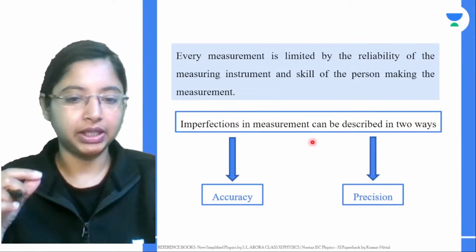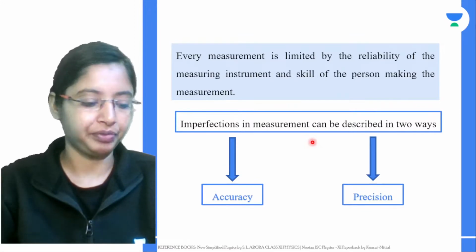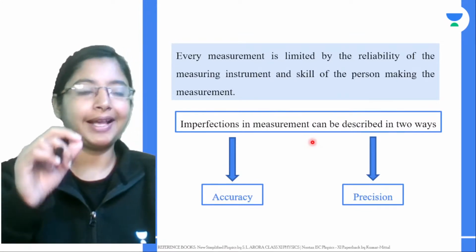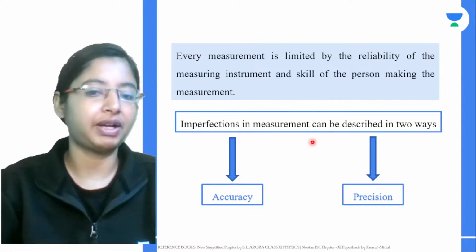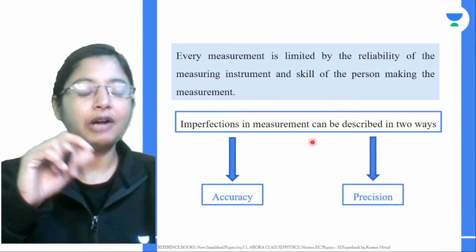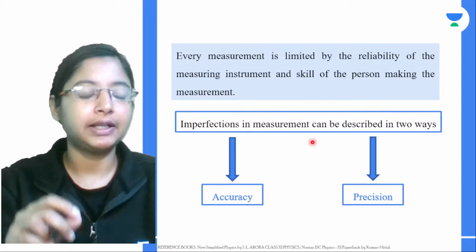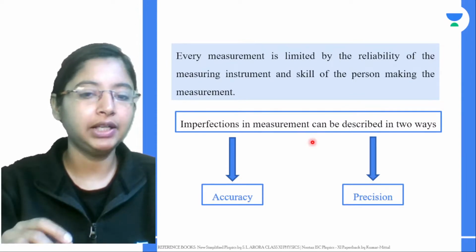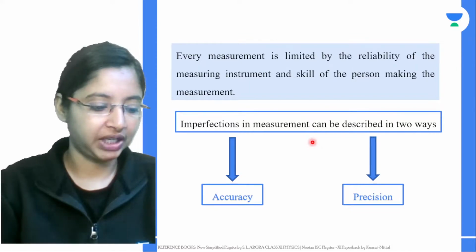When you're talking about accuracy, you're talking about how close the value is to the true value. Let's say the actual weight of a particular object is 5 kgs. When you measure it, how close it is to that 5 kgs becomes your accuracy. If it is around 4.99 or 4.98, your value is very accurate.